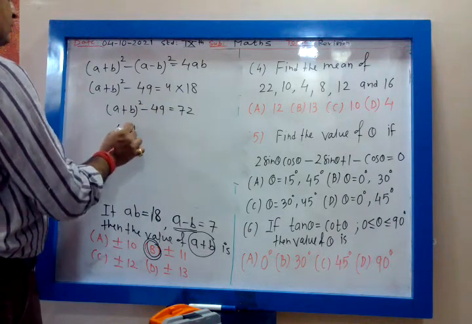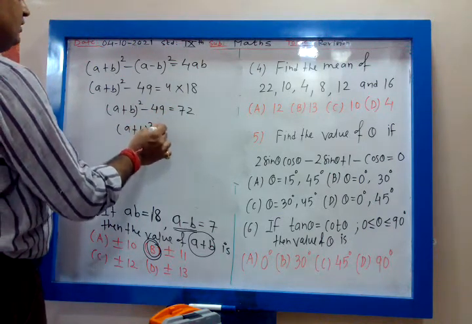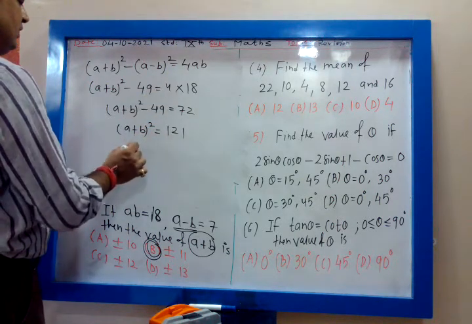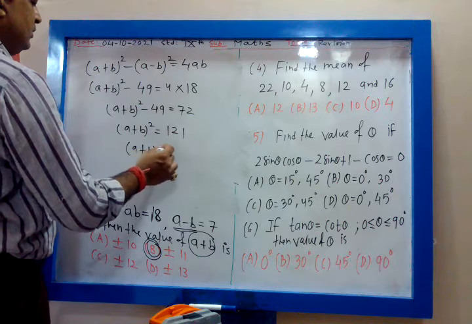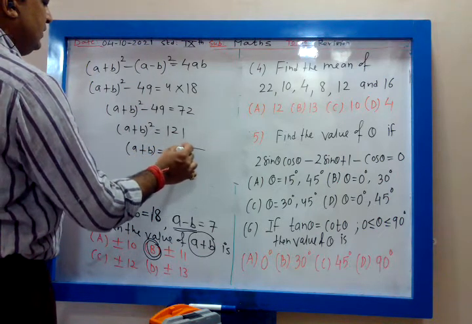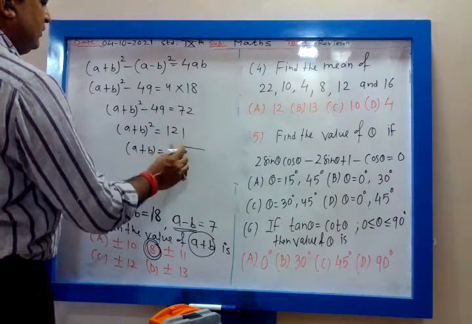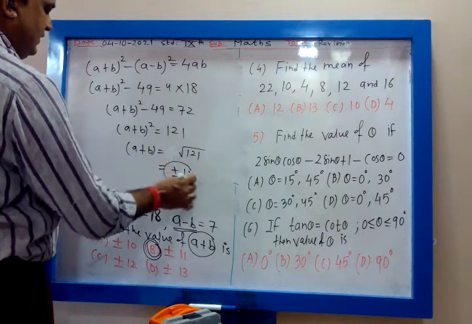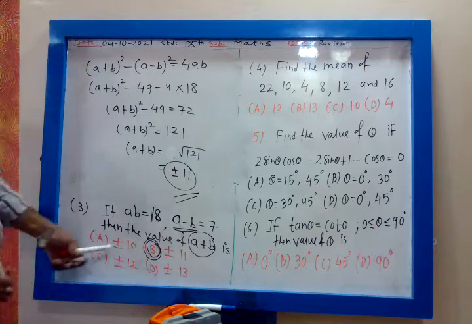So A plus B whole square is 72 plus 49, 121. So taking square root, you will get A plus B is equal to plus minus square root of 121. Square root of 121, that is plus minus 11. So the correct option is B, plus minus 11.